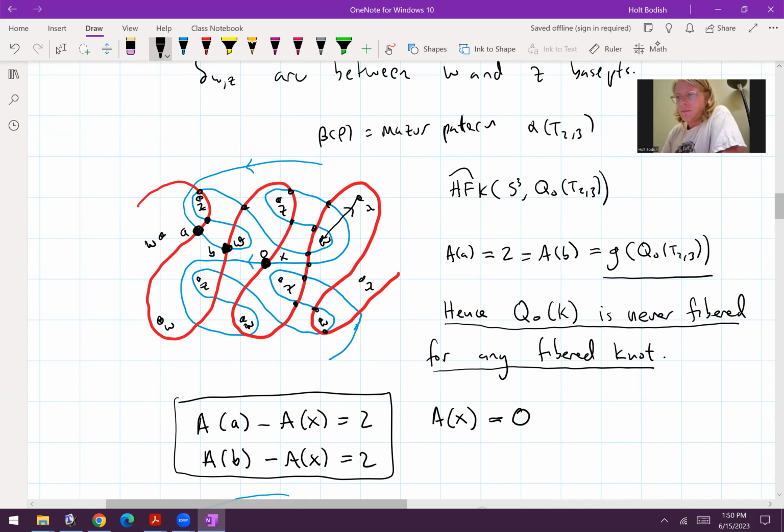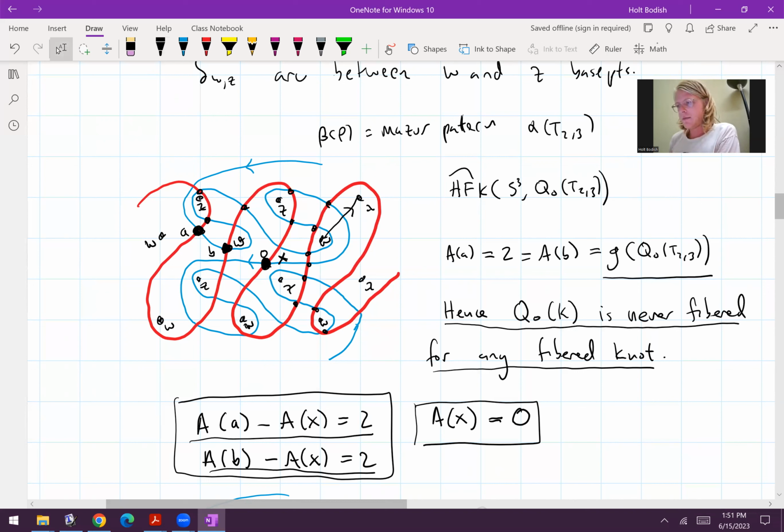So by the description of the Alexander grading difference of 2 generators, you can convince yourself that the Alexander grading of A and the Alexander grading of B differ from the Alexander grading of X here, which is the central intersection point, by 2. We can also convince ourselves, using some symmetry properties of the knot Floer complex, that the Alexander grading of X is 0. And so that tells us that the Alexander grading of A and of B is 2. If you stare at this picture a little bit, you'll see that that's the largest possible Alexander grading of any intersection point.